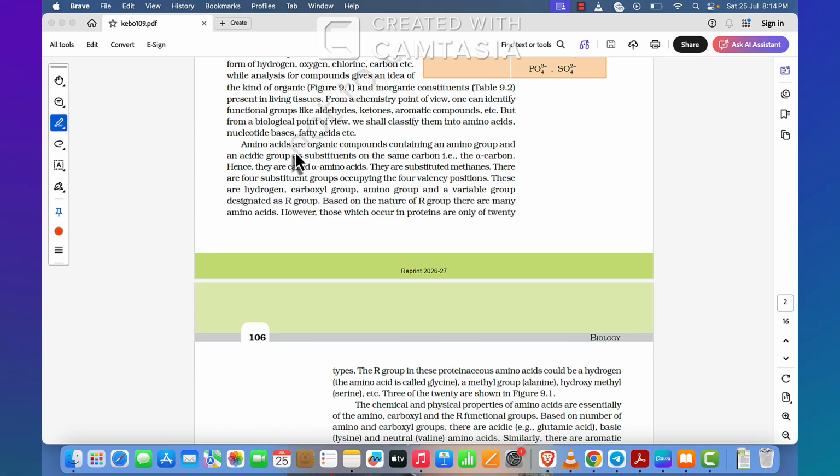Amino acids are organic compounds containing an amino group and a carboxyl group as substituents on the same carbon, that is the alpha carbon. Hence they are called the alpha amino acids. They are substituted methanes. There are 4 substituent groups occupying the 4 valency positions. These are hydrogen, carboxyl group, amino group, and a variable group designated as R group. Based on the nature of R group, there are many amino acids. However, those which occur in proteins are only of 20 types.